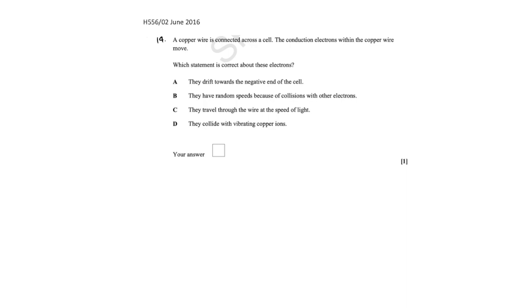For question number 14, it says a copper wire is connected across a cell. The conduction electrons within the copper wire move. Which statement is correct about these electrons? A, they drift towards the negative end of the cell. Well, no, they don't. They drift towards the positive. So A is out. B, they have random speeds because of collisions with other electrons. They don't collide with electrons, they collide with ions. So B is out. C, they travel with the speed of light. We know that that's not right. Therefore, D is the answer, as the conduction electrons do collide with the ions, as I said in part B.